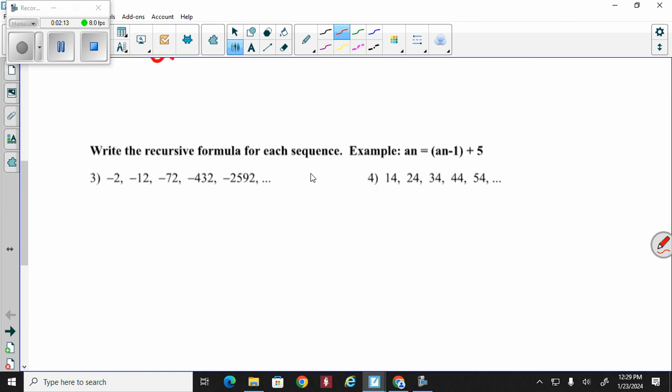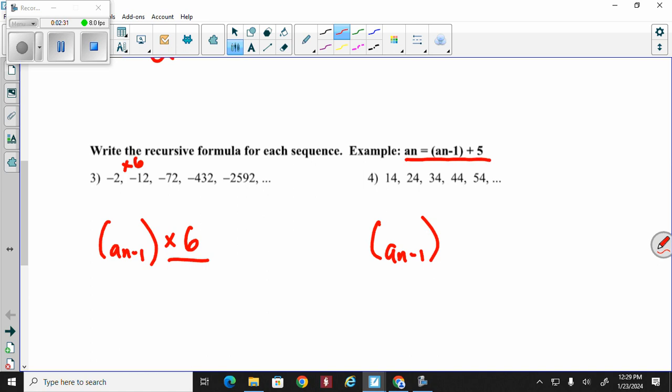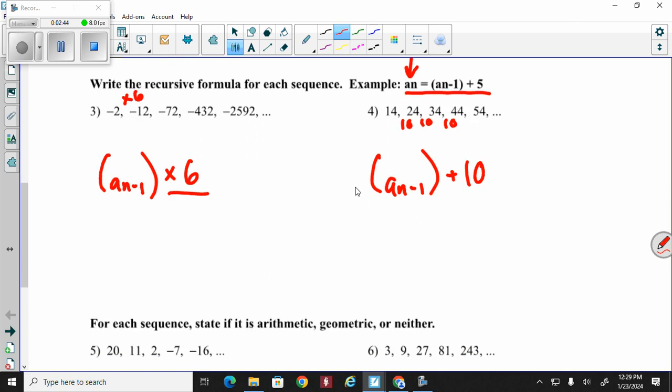All right, write the recursive formula. Remember, recursive is always going to be a sub n minus 1 something, and the something is what am I doing? You should have already been checking your work, but you're multiplying by 6 every single time, so I'm just going to put times 6. I always give you an example of what it should look like. If you don't write A of n, that's fine, I'm not a stickler on that. But if I notice I'm adding 10 every time, 10, 10, 10, very simply it's just going to be a sub n minus 1 plus 10.